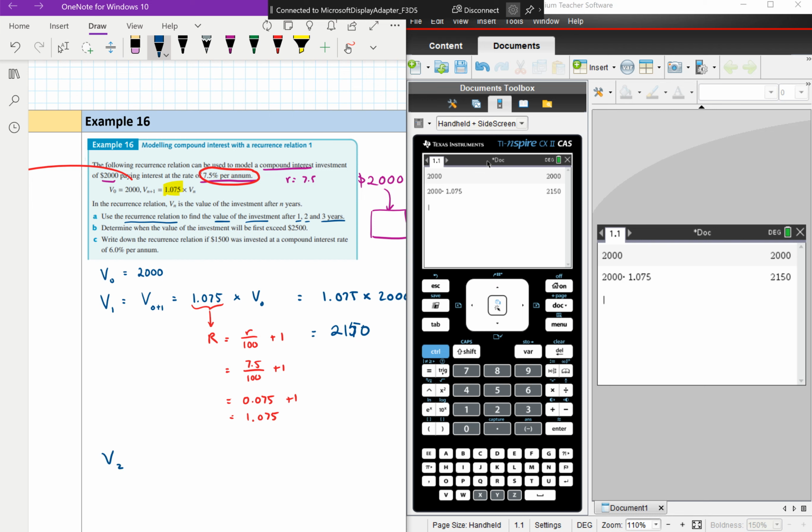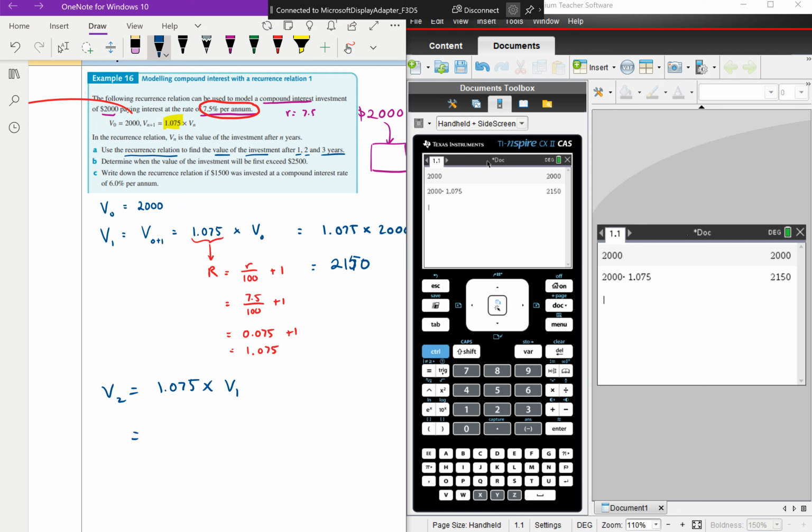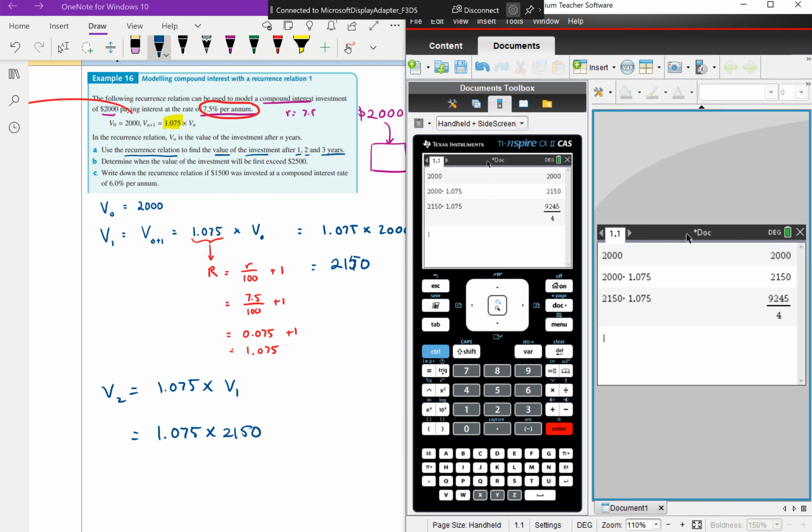V2 would follow the same idea, that you would now take 1.075 times the previous one, the value of the previous year, which is V1. In our case here, V1 is equal to 2,150. So on your calculator, you literally just press enter again. See, I don't have to do anything. Once I've got the rule, I press enter. That's my V2.